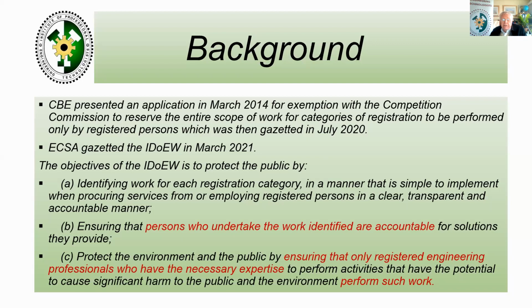Now, the objective of the identification of engineering work is to protect the public. It's not there to protect engineering professionals. First of all, identifying work for each registration category in a manner that is simple to implement when procuring services from or employing registered persons in a clear, transparent, and accountable manner. A second objective is to ensure that persons who undertake the work identified are accountable for the solutions they provide. And thirdly, to protect the environment and the public by ensuring that only registered engineering professionals who have the necessary expertise perform such work.